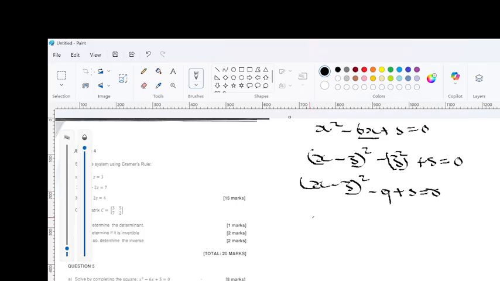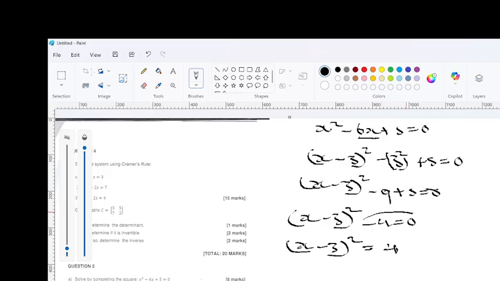Equals 0. So we have (x minus 3) squared, and negative 9 plus 5 is negative 4, equals 0. From there, we collect like terms: (x minus 3) squared equals 4, because this negative 4 has to go to the other side, and when it crosses the equal sign it becomes positive.